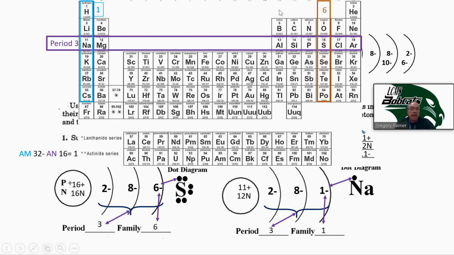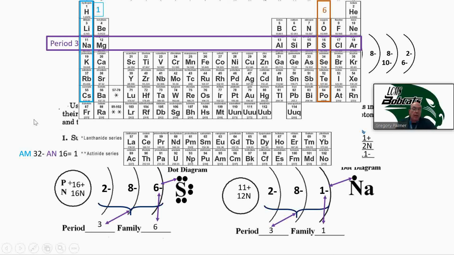The first period, everything has 1 energy level, and there are those 2 valence electrons. In the second period, all these elements we discovered have 2 energy levels, and the second energy level holds up to 8 electrons. In this third period, we discovered all these elements have 3 energy levels, and the third energy level can have up to 8 electrons.